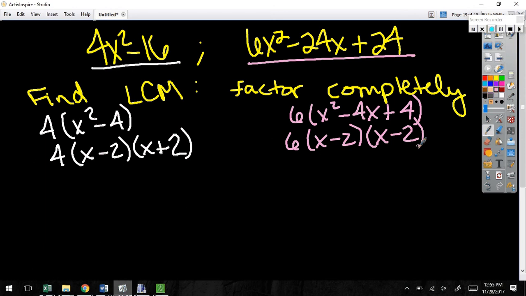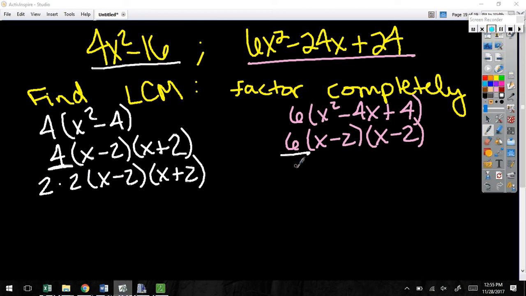Now, I mentioned prime factorization to you. If you do prime factorization of 4, what do you get? 2 and 2. So 2 times 2 times (x minus 2)(x plus 2). Does everybody remember how to do prime factorization? It's where you start with a number and keep breaking it down into multiples until they're all prime. So the prime factorization of 6 is 2 times 3.